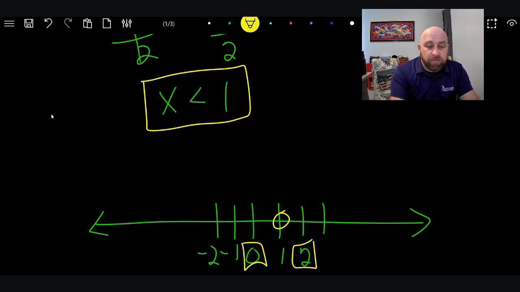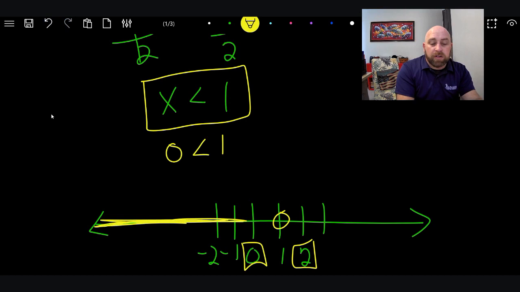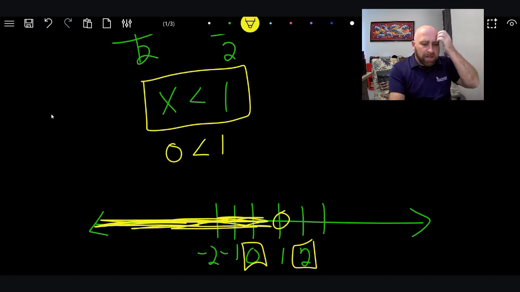So we'll try the 2 first. 2 is less than 1. That's not true, so that doesn't work. And then we can try the 0. 0 is less than 1. Yes, that works. So we are going to color in the left side on this one. Okay, and that will be your answer. x is less than 1, and then there's the graph that corresponds with that answer.